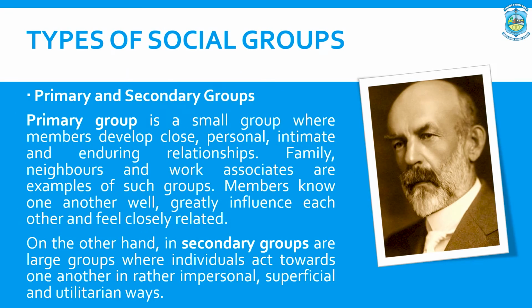Primary groups are small groups. Limited number of people are there in a primary group who develop close, personal, intimate, and enduring relationships. Some examples of primary groups are family, neighbors, work associates. Here, the members know each other on a personal level. They do have a tendency to influence the members as well.